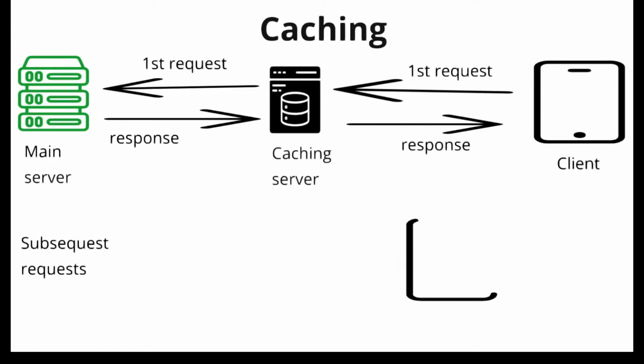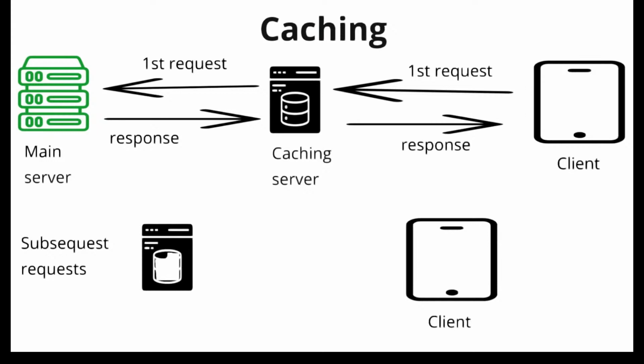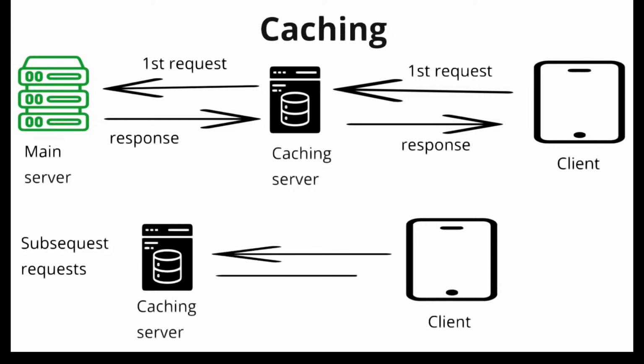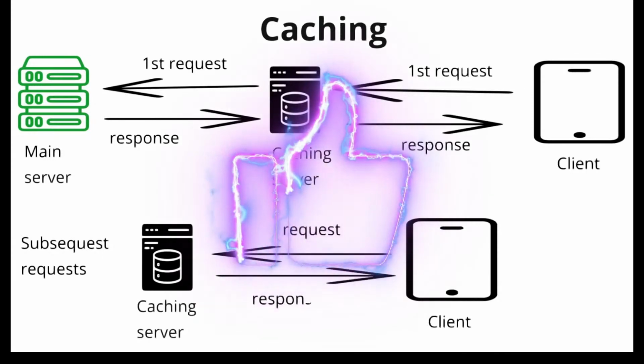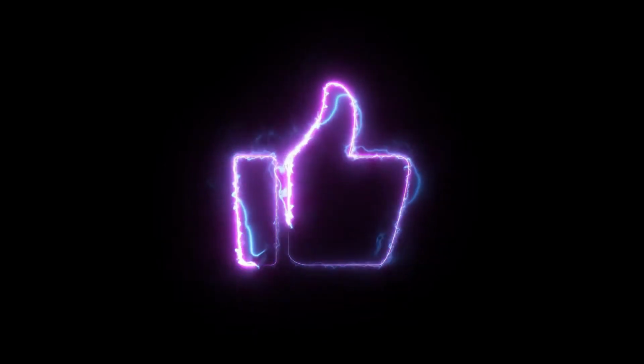Distributed caches must ensure that cached data stays in sync with the original source, especially for frequently updated data. For subsequent requests, the data will be fetched from the cache. It improves performance, reduces latency, and decreases load on backend servers.